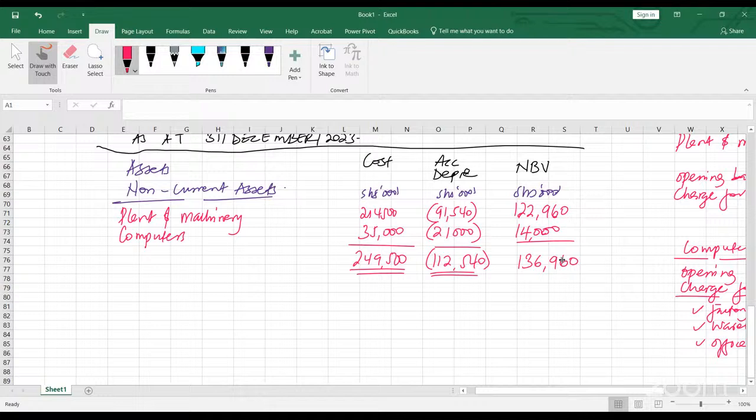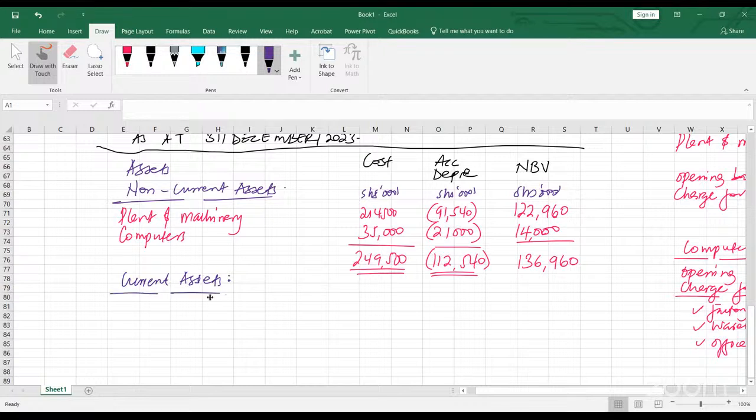Those non-current assets are assets that have been acquired for use in the business for a period of more than 1 year. They have been acquired not for sale, but for use in the business. So let us move to the current assets now.